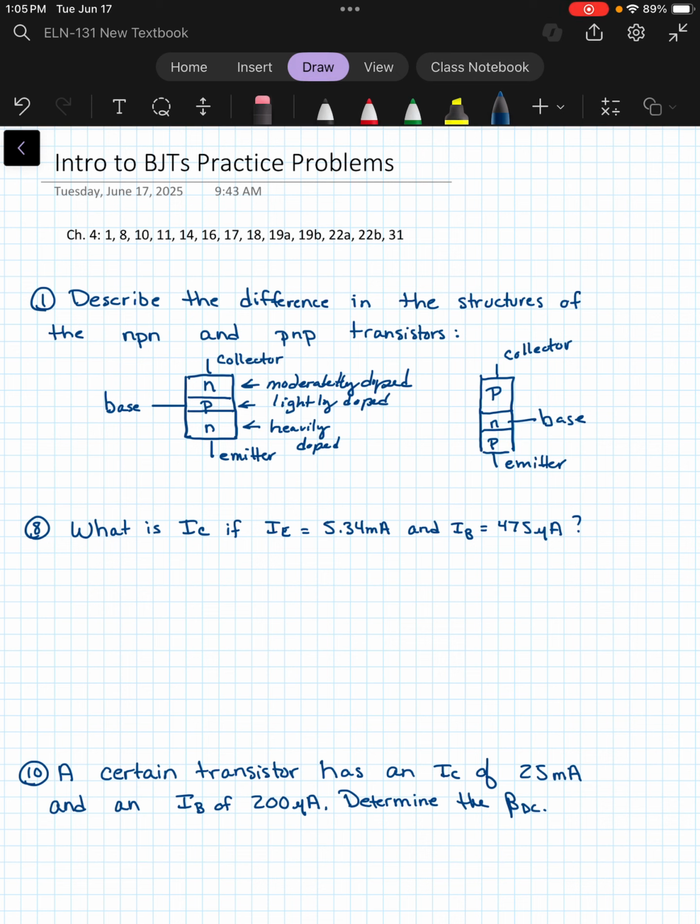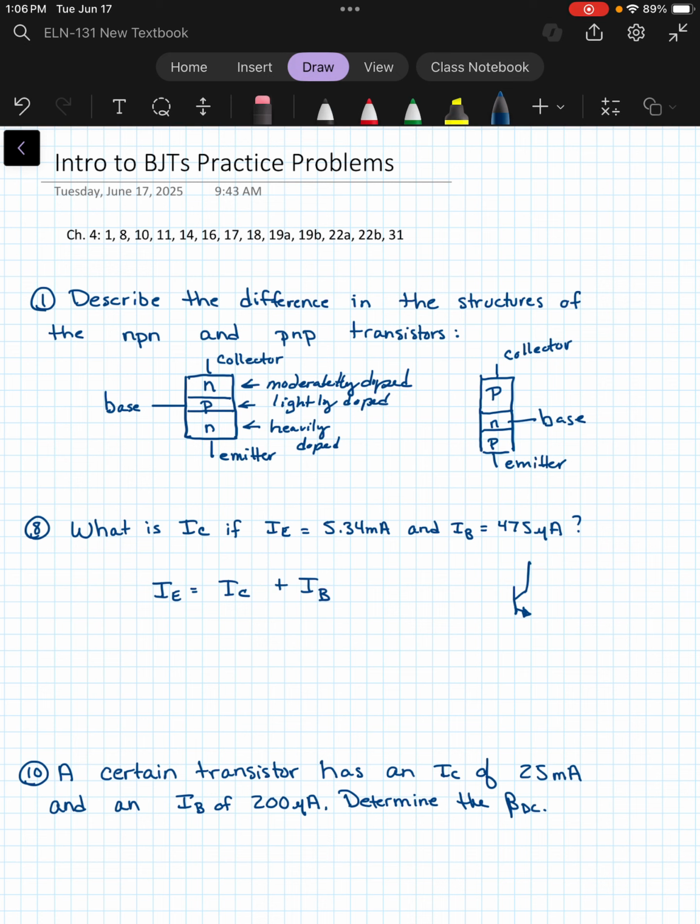All right, so the next question we're asked for a BJT transistor, if the emitter current is 5.34 milliamps and the base current is 475 microamps, what would the collector current be? And remember, IE is the sum of IC plus IB, because for our NPN transistor, if it was biased to work in the active region, actually let me draw that a little differently.